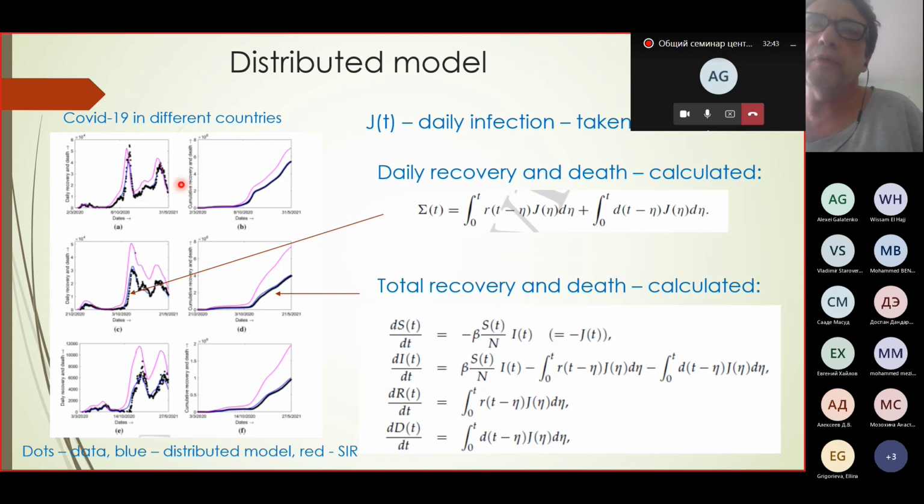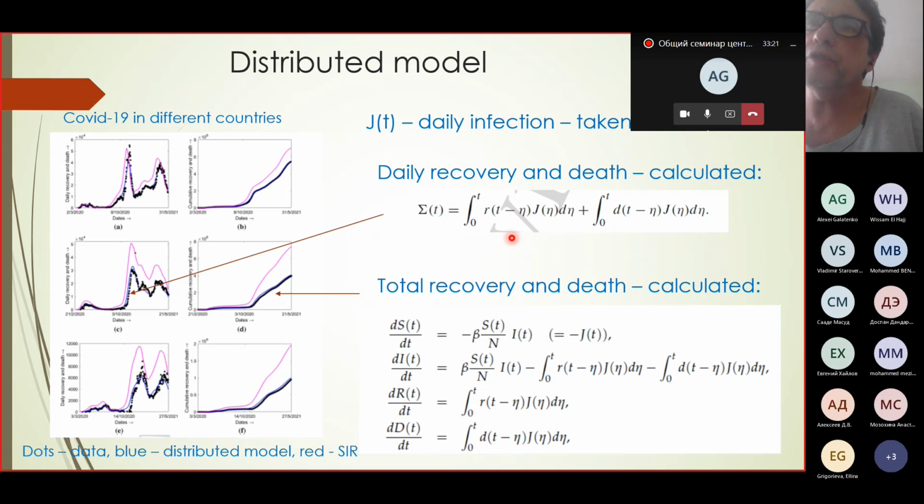So let us take, for example, the first row. I don't remember exactly for which country, it's different countries, but it works equally well for all of them. In the left graph here, what is shown is daily recovery and death. It's exactly this function sigma of t. The black dots are data from the epidemiological data, so the real data. And the blue curve is what we obtain with this formula.